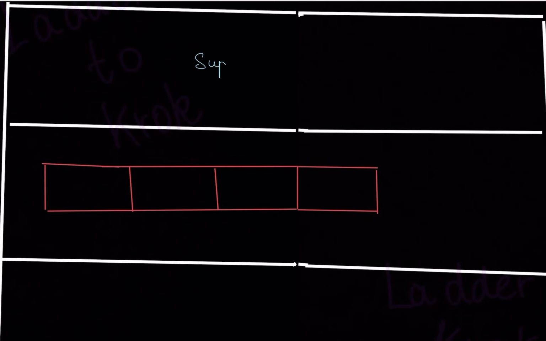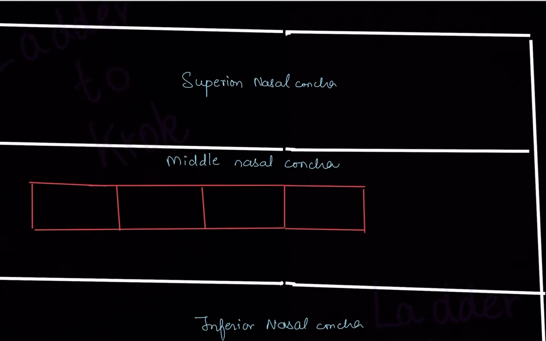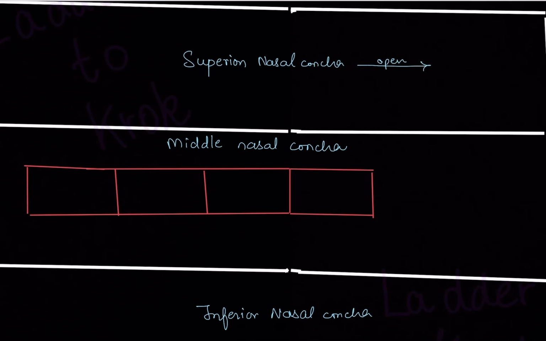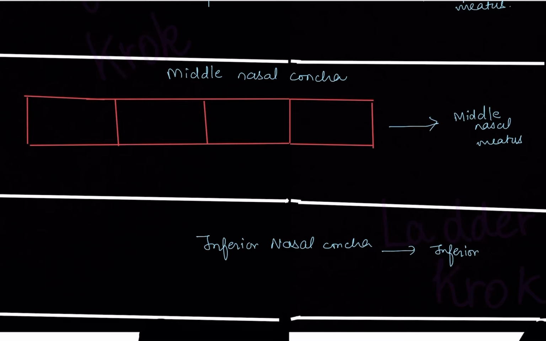First of all, we learned about the superior nasal concha, then the middle nasal concha, then the inferior nasal concha. Now the superior nasal concha will open into the superior nasal meatus. The middle will open into the middle nasal meatus. And where will the inferior open into? The inferior nasal meatus.